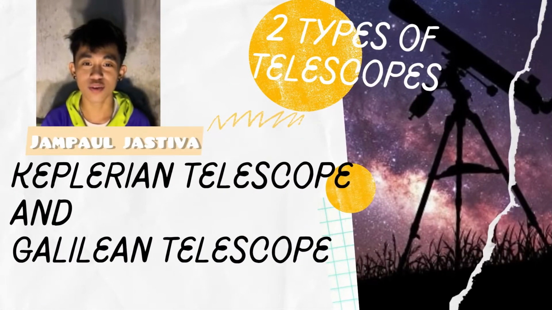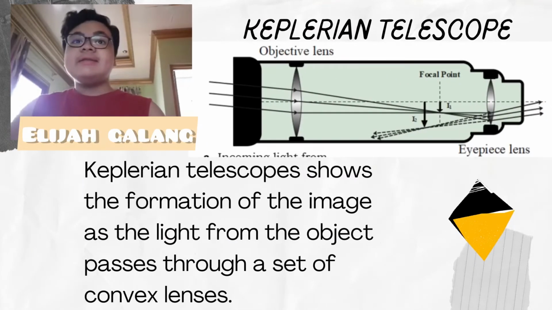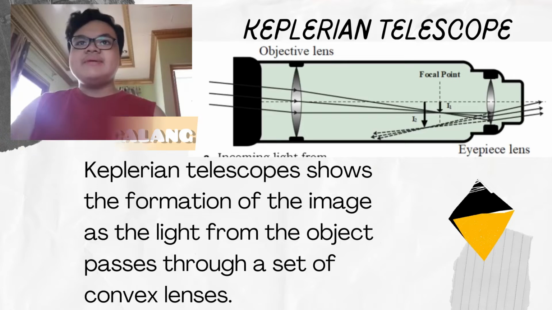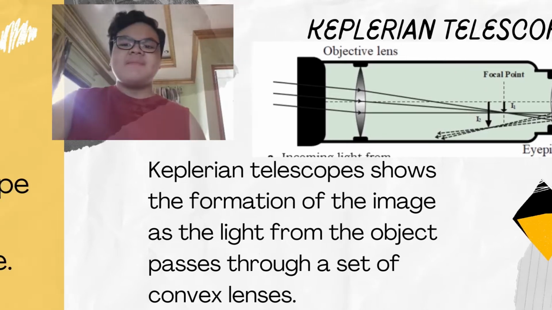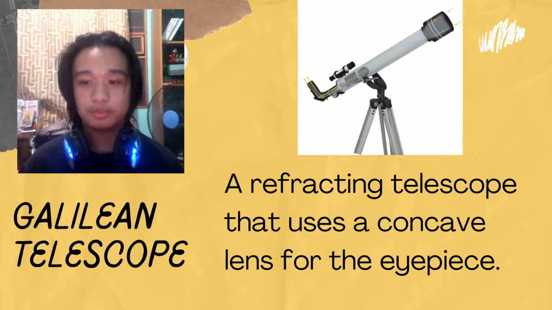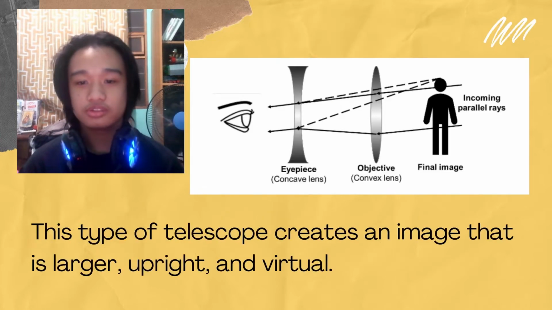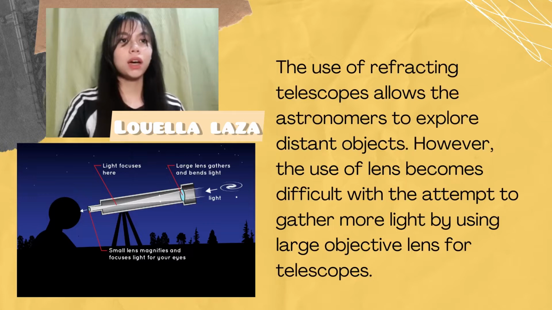Initially, people used refracting telescopes such as the Keplerian telescope and Galilean telescope, which use lenses to observe distant objects. Keplerian telescope shows the formation of the image as the light from the object passes through a set of convex lenses. A refracting telescope that uses a concave lens for the eyepiece is known as the Galilean telescope. This type of telescope creates an image that is larger, upright, and virtual. The use of refracting telescopes allows the astronomer to explore distant objects.